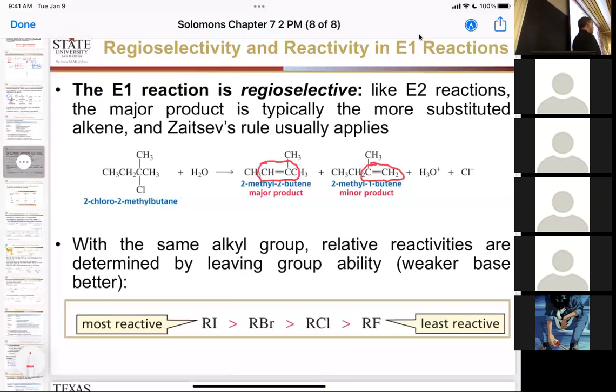And like before, the bigger the leaving group, the longer that bond is, the more reactive it is, the easier it is to break. Okay. So think the bigger, longer bond is the weaker bond. The weaker bond's easier to break. So the alkyl halide that has iodine on it is going to go much faster than the alkyl halide with chlorine on it. Okay.